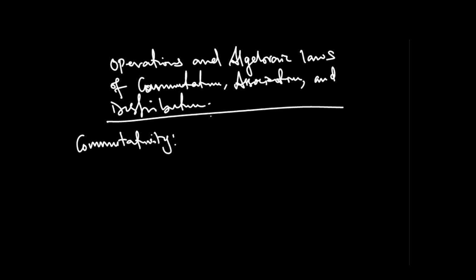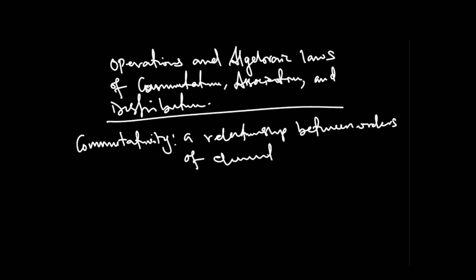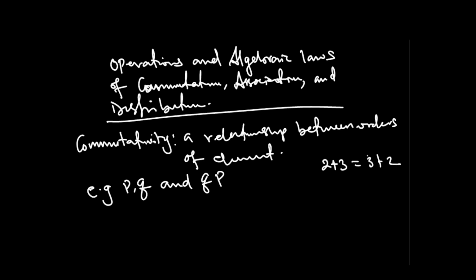Commutativity means a relationship between variables or elements. What do you mean? E.g., let's say I have PQ and QP. You see that I have rearranged them. It's just like I have 2 plus 3. If it is the same thing as 3 plus 2, then we conclude that the operation of addition is commutative.